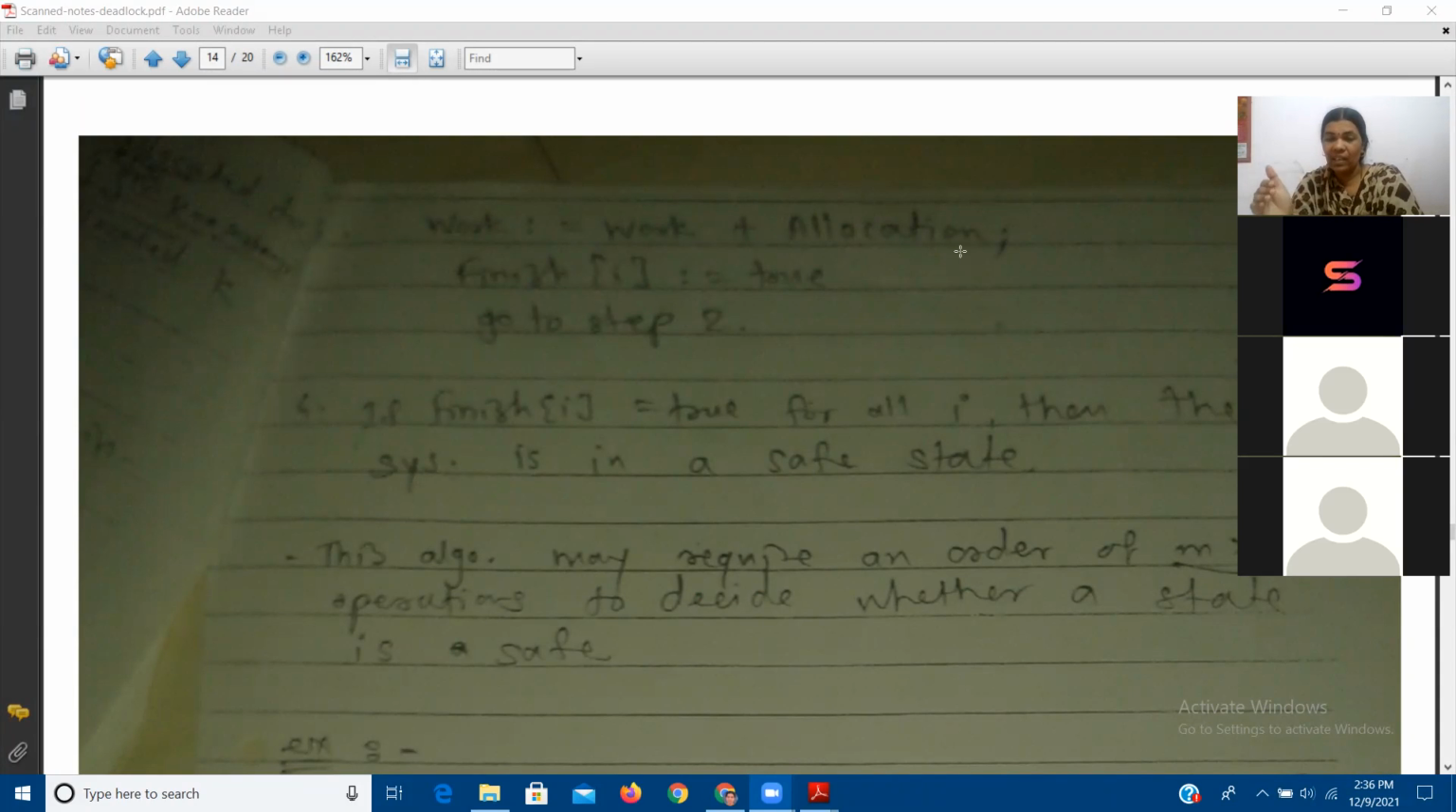And after releasing, these resources will get added to the work that is available, and finish of that I will become true, indicating that that process has finished, according to the previous example.